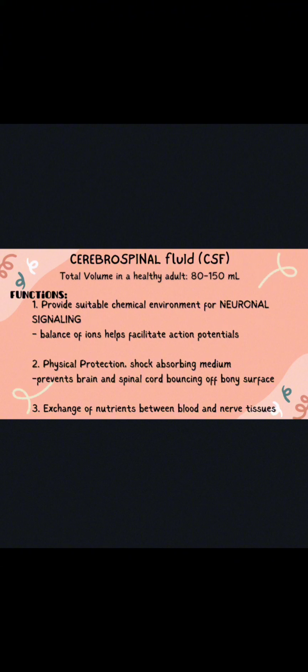Cerebrospinal fluid has three main functions. First, it provides a suitable chemical environment for neuronal signaling. The balance of positively and negatively charged ions helps to facilitate action potentials and postsynaptic potentials. If this balance is disrupted, it can seriously disrupt the production of these nerve potentials.